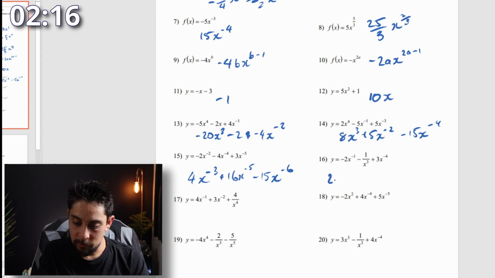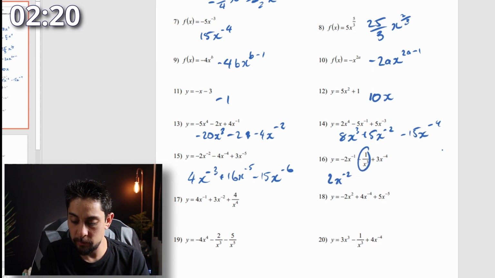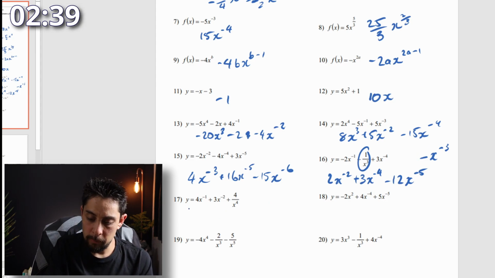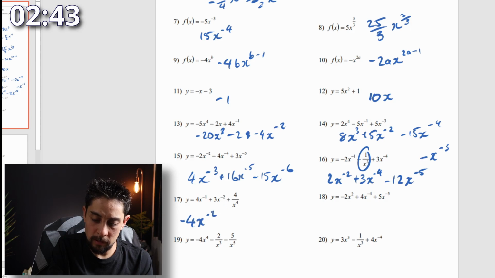What's that? That's 2x to the -2. If we change this into a power law, we get -x to the -3, so we multiply those, becomes a +3x to the -4. And then -12x to the -5. Let's try to do those in the future, like in this one here, without rewriting it as a power law, just to get a bit of practice. I'm not very good at using straight power laws without rewriting it. So we'll just see how that goes.